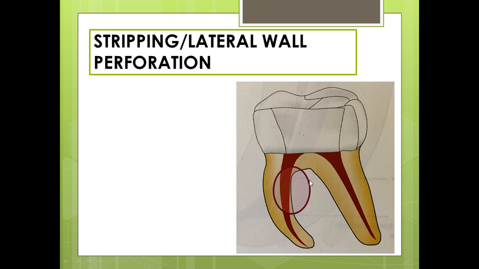How is this managed? This can be repaired by placing a repair material, that is, a perforation sealing material. But access to a mid-root perforation is most often difficult. Similarly, the stripping also will be present in the mid-root of the tooth canal, so it may be a bit difficult to seal with the material. So be careful.